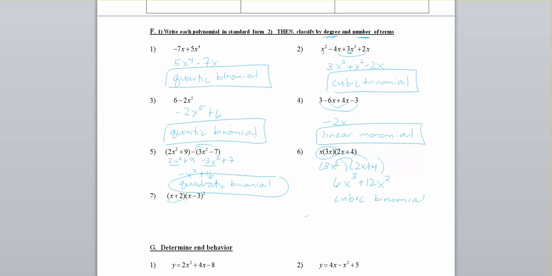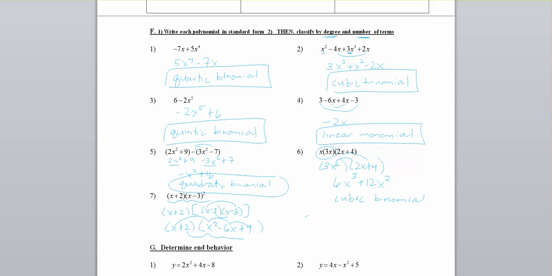On number 7, whenever you have multiple binomials to FOIL, what I suggest is leave one of them out front, and then let's take x minus 3 times x minus 3, FOIL that first, and then we'll worry about the x plus 2. So if I FOIL these, it's going to be x squared minus 3x, so that's minus 6x. Negative 3 times negative 3 is 9. Now I'm going to have to distribute and take the x and multiply it by all terms, and the 2 and multiply it by all terms.